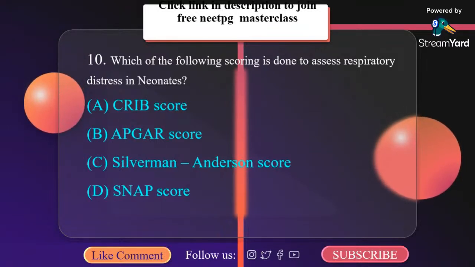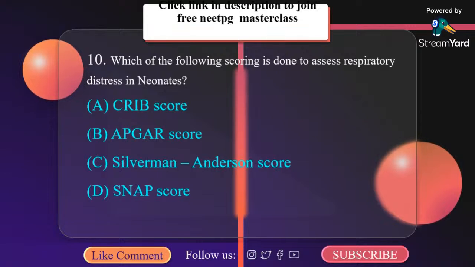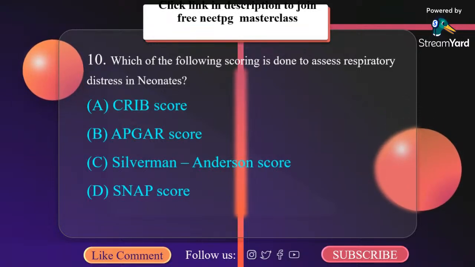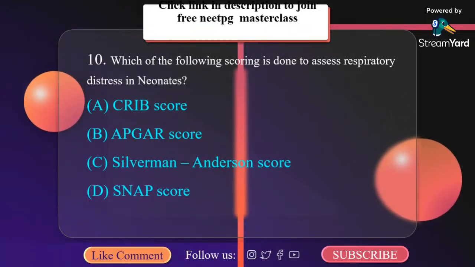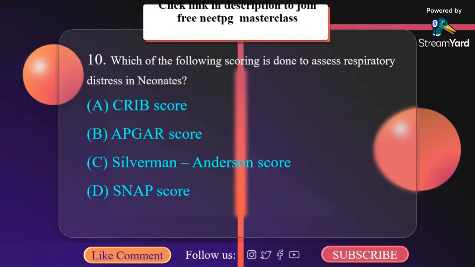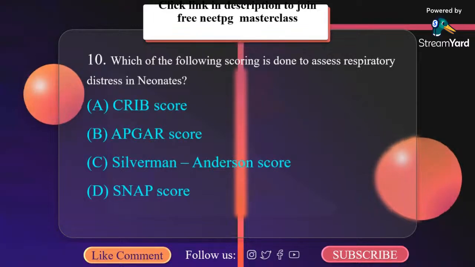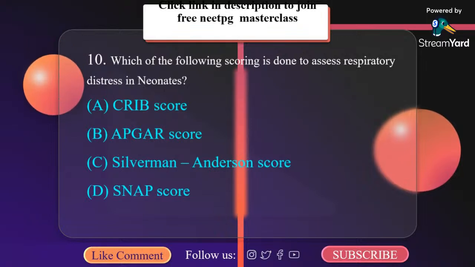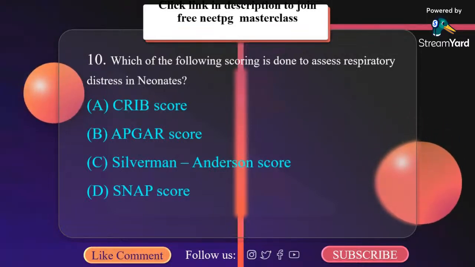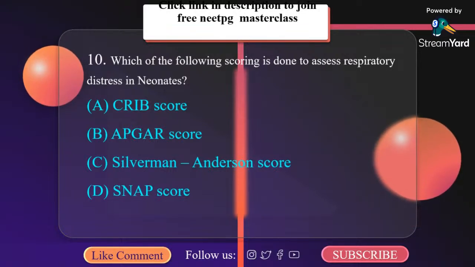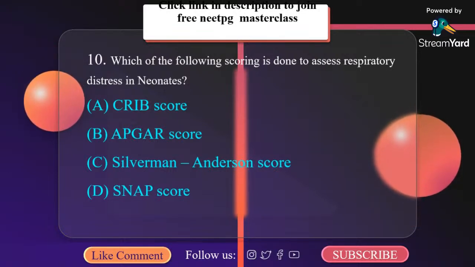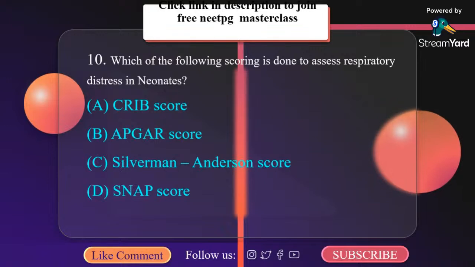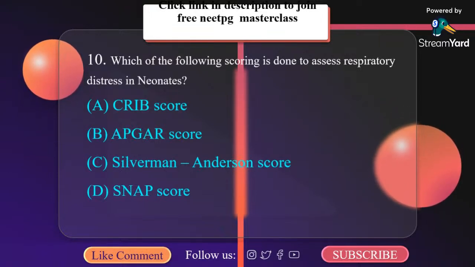Then comes Silverman-Anderson score. Silverman-Anderson score is used to quantify respiratory distress in preterm neonates. Then coming to CRIB score. CRIB score is a clinical risk index for babies. It is a tool for assessing initial neonatal risk and comparing performance of neonatal intensive care units. CRIB2 score is a validated measure of initial mortality risk and illness severity within 1 hour of admission. It takes into account the birth weight, the gestational age, the body temperature, the base excess, and sex of baby to determine the initial mortality risk.